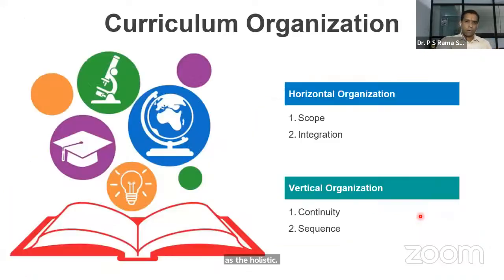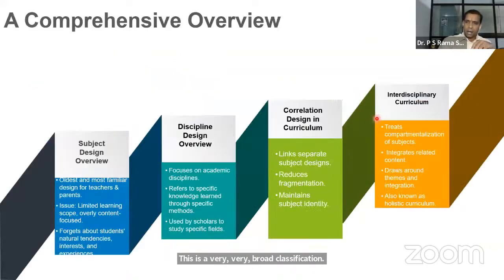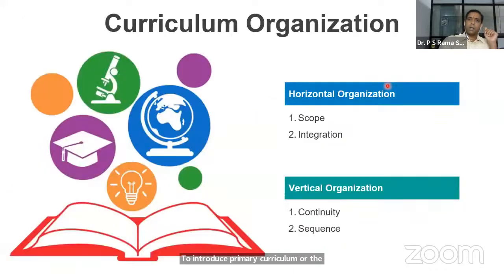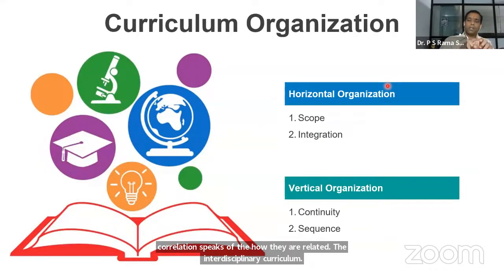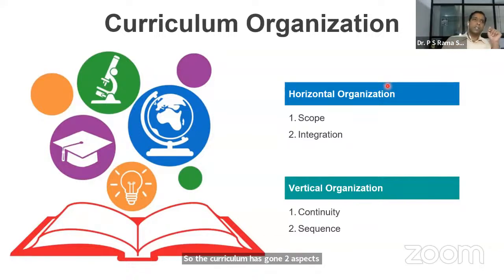So this is the comprehensive overview. When you have to design, you have to consider this. So curriculum organization, if you look into how your curriculum should be organized, this is a very, very broad classification. Taking the last item, interdisciplinary curriculum or the correlation. Correlation speaks of how they are related. So the curriculum has two aspects to it. One is horizontal organization, another is vertical organization.